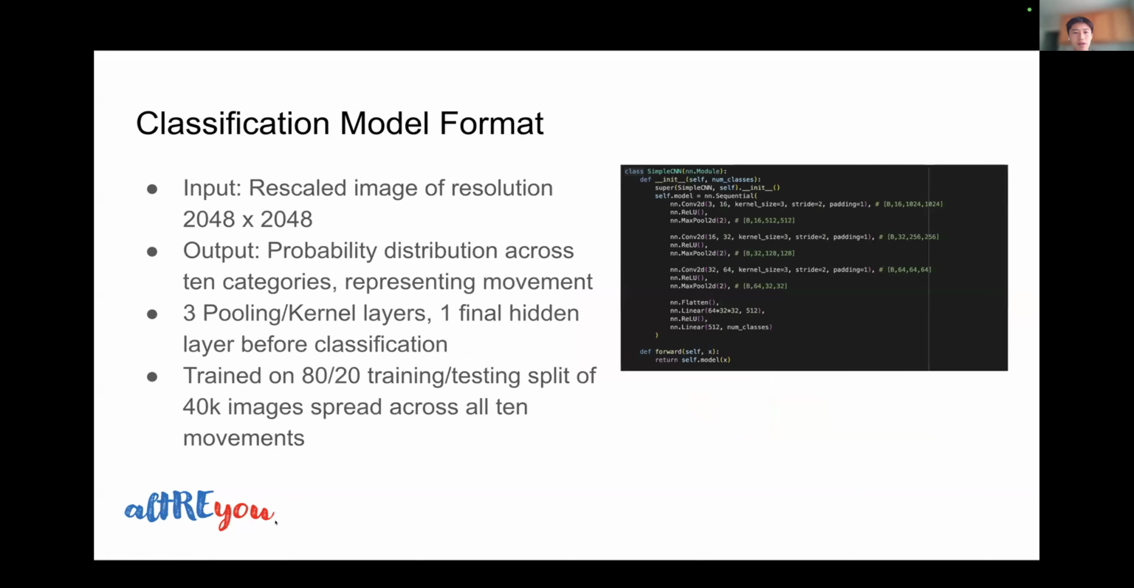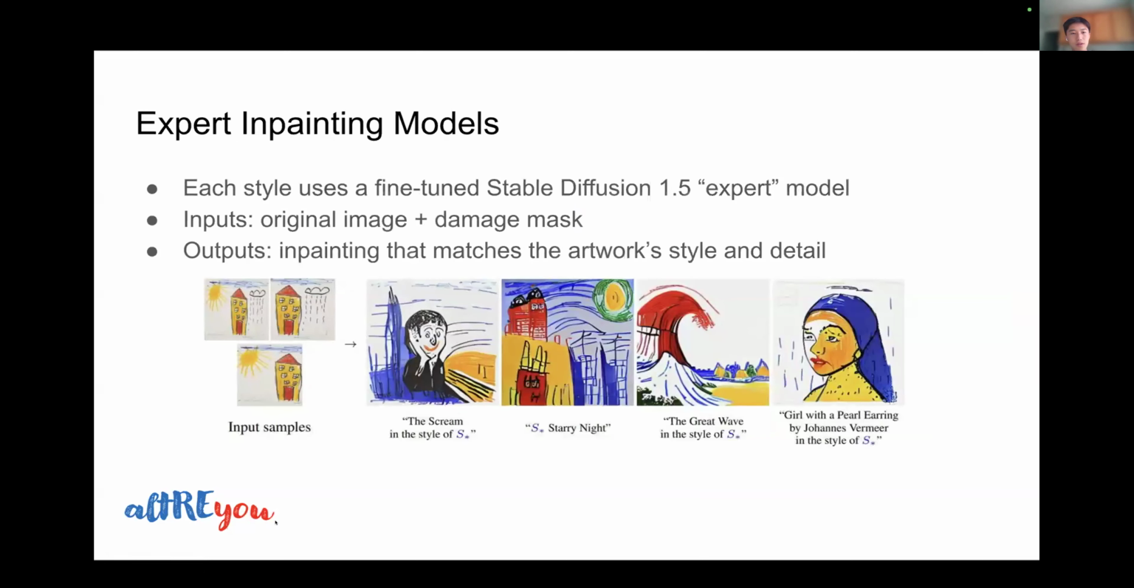Our model was trained to take in a rescaled 2048 by 2048 image of the artwork, and we run it through 3 kernel layers and one final hidden neural network layer before classifying the result. We trained the model using an 80-20 split across 40K artworks.